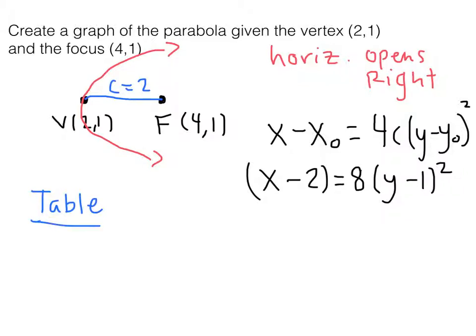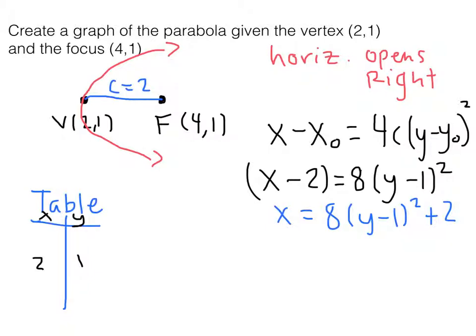This time, I'm going to solve for x by moving the 2 over. It's so much easier if you try to solve for the variable that's not squared. And then for the values that are going to go into my table, I'm going to start with 2, 1 for my x and y. And then this time I'm going to plug in values for y.